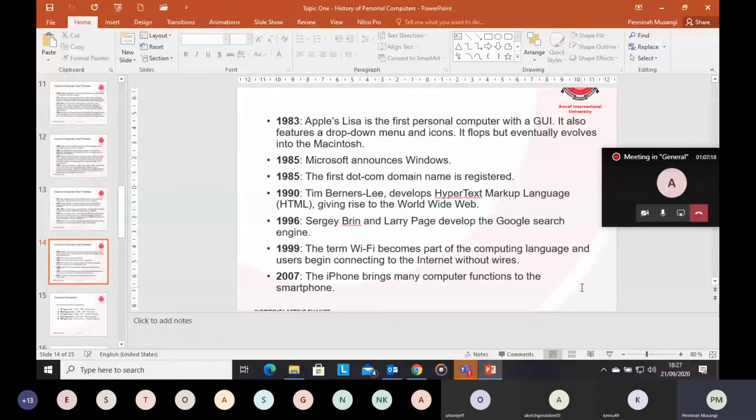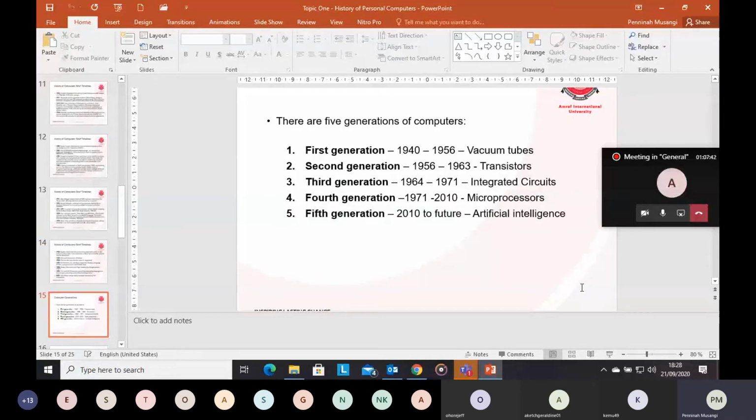Some of you are logged in using a smartphone. Others are using a desktop computer, others a tablet, others a laptop. All those are forms of computer. But we are saying that from the year 2007, smartphones, starting with the iPhone, were able to have computer functions in them. So that is the history of computers, the early forms, the milestones, and even the people behind those developments.